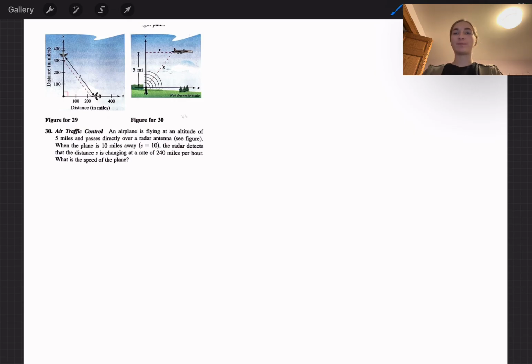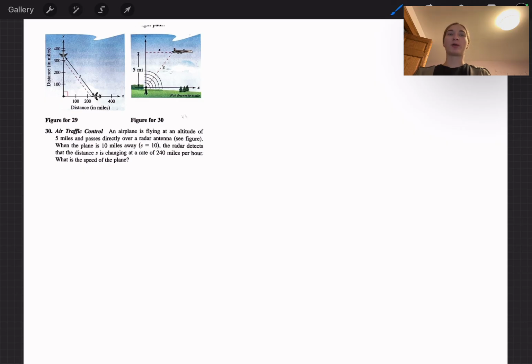Question number 30, air traffic control. An airplane is flying at an altitude of 5 miles and passes directly over a radar antenna. See figure. When the plane is 10 miles away, or s equals 10, the radar detects that the distance s is changing at a rate of 240 miles per hour. What is the speed of the plane?